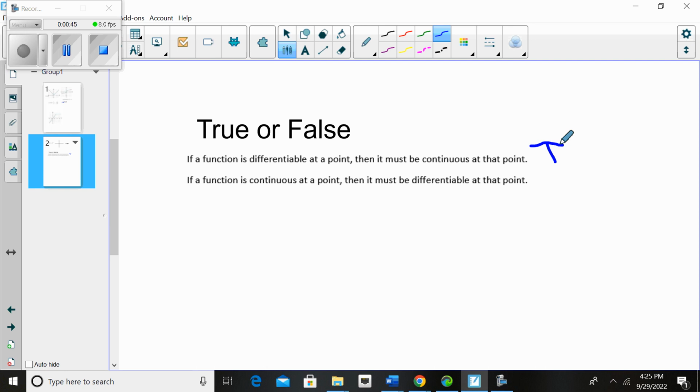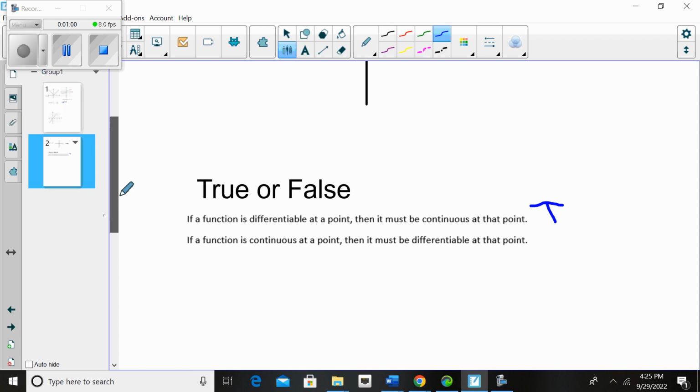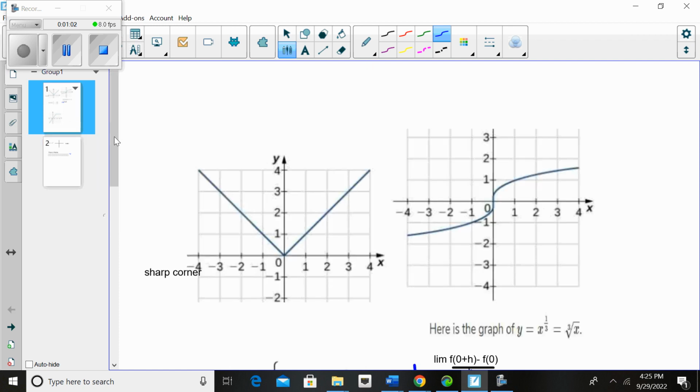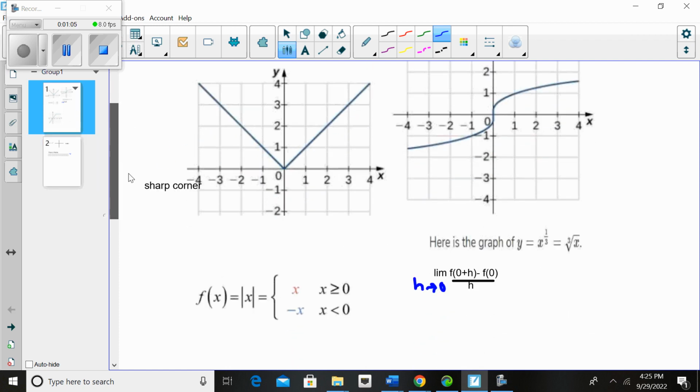Okay, so then does that rule work the other way around? If I'm continuous, does that mean I can always take the derivative at any point at which my function is continuous? Okay, and for that, we have to look at some functions like this one. The absolute value of x, which has that sharp corner here. At this point of the sharp corner, this function would not be differentiable.